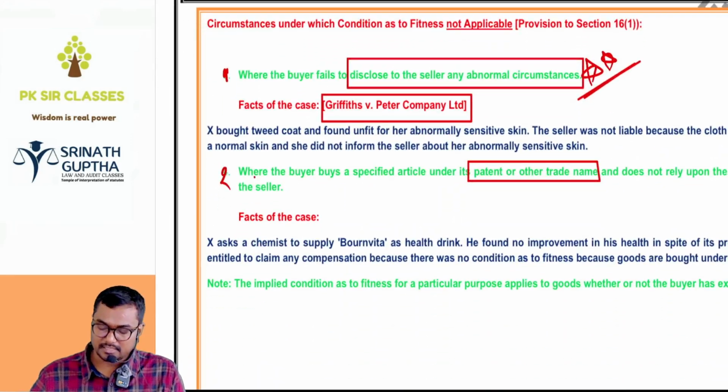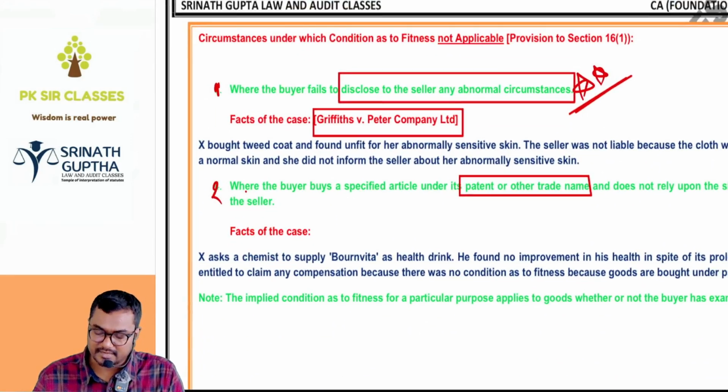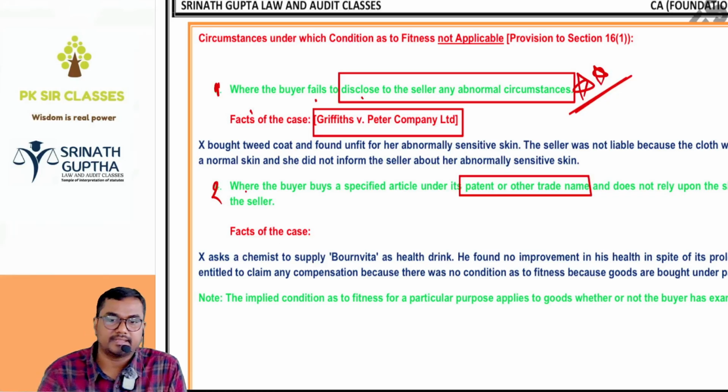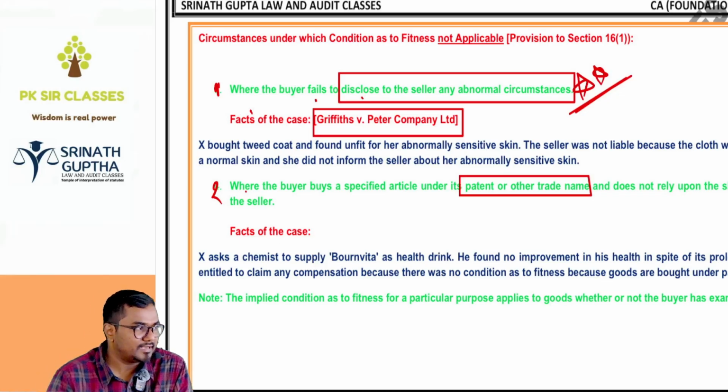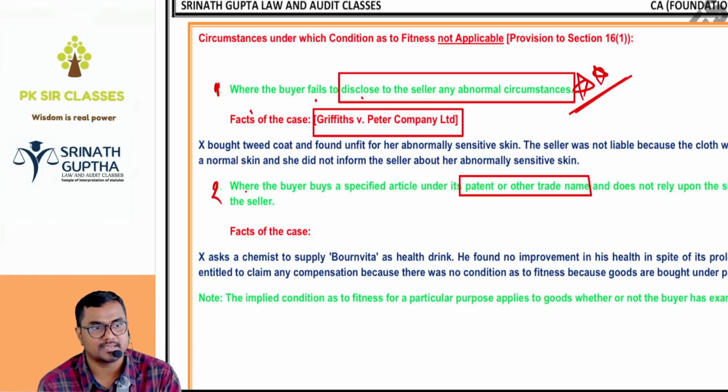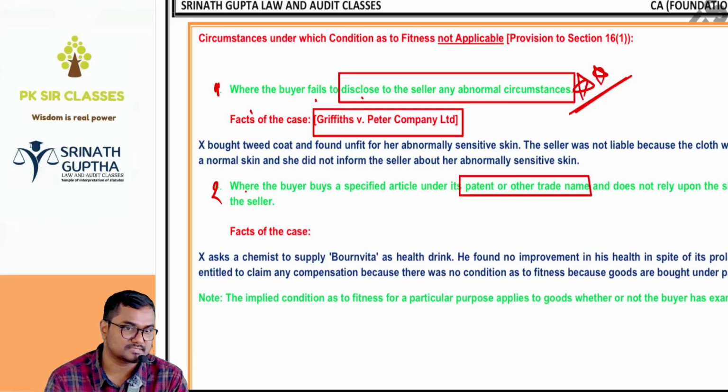And non-applicability. This will not be applicable in two cases. One is where the buyer fails to disclose the abnormal circumstances. We have seen a case now, Griffith versus Peter Company Limited. Here, one lady had very sensitive skin. She was purchasing a dress from the shop. After wearing the dress, she got rashes. Who will be liable? The buyer is liable, because the buyer failed to disclose the abnormal circumstances to the seller.